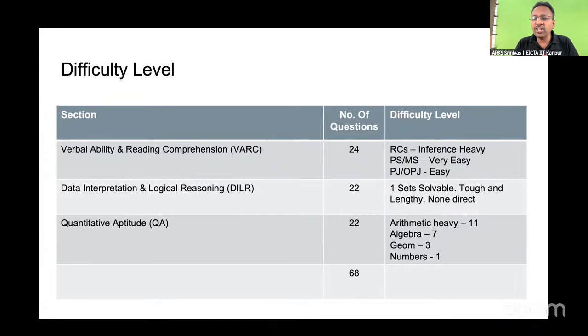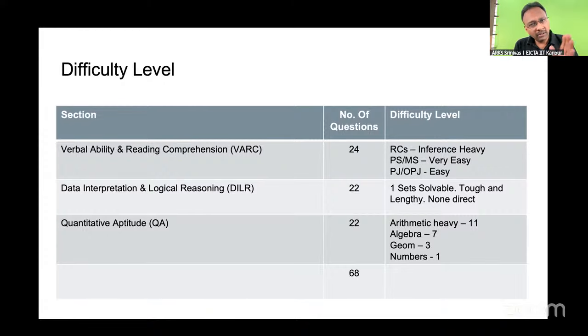Data interpretation, logical reasoning: I said one set is solvable, but the rest of them are lengthy and tough, and none of them very direct. One full DI set, like in slot 1, there was one full DI set which came in, but then one had to solve for each of the questions.